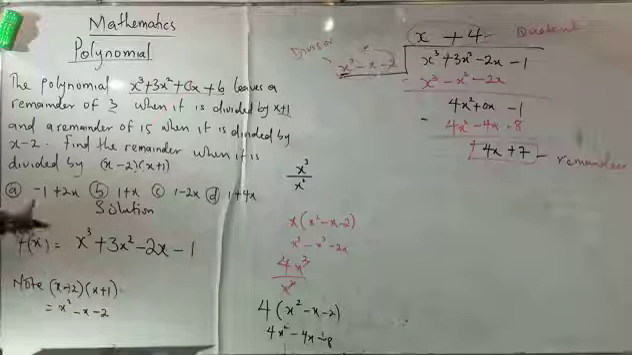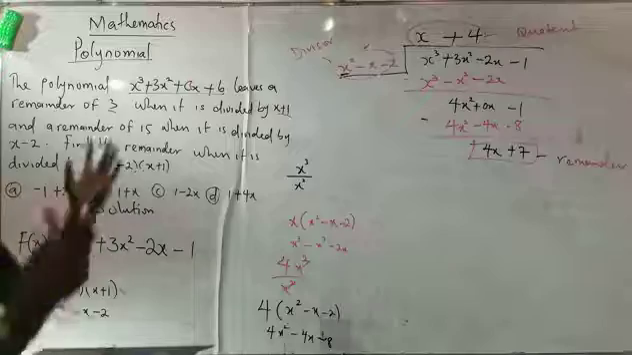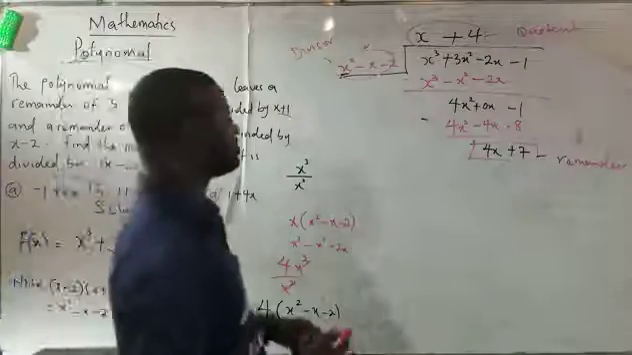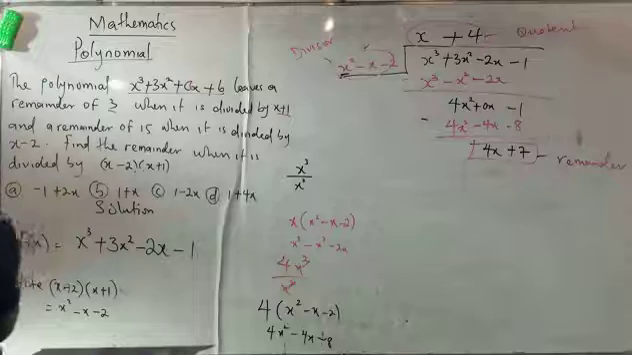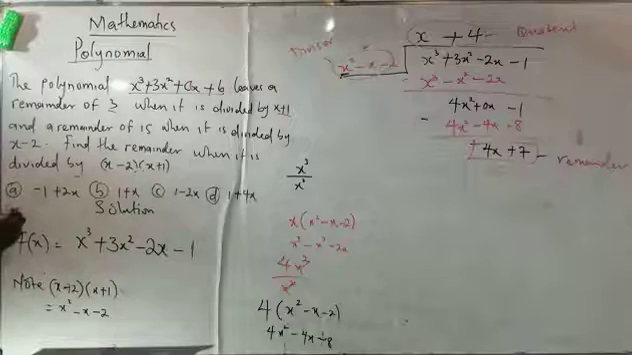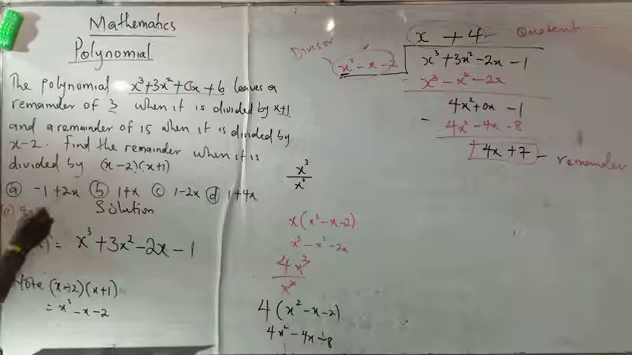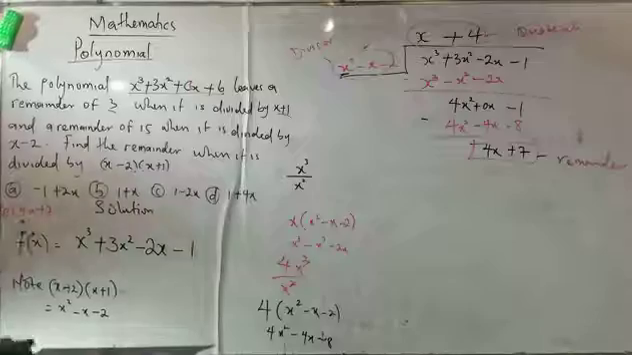Is there anything we have as an option? Are we having the same question? Maybe let me check, but this is how it always goes. Do you get me right? It means our remainder will be equal to 4x plus 7. That will be our answer.